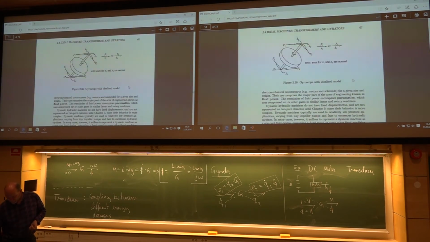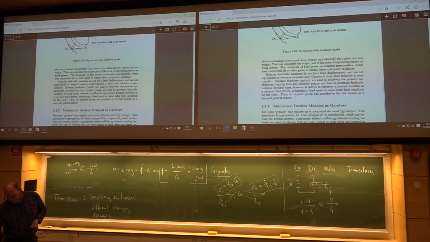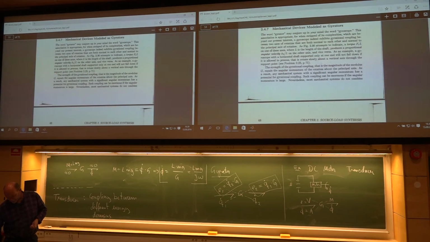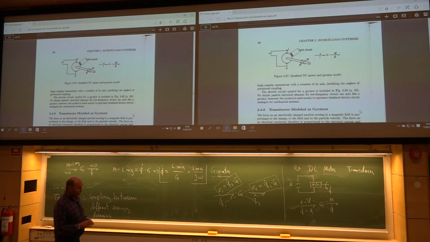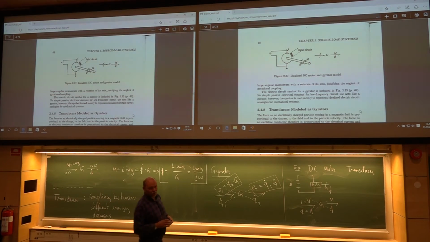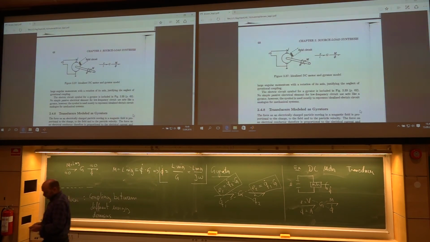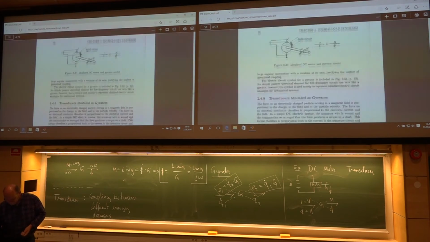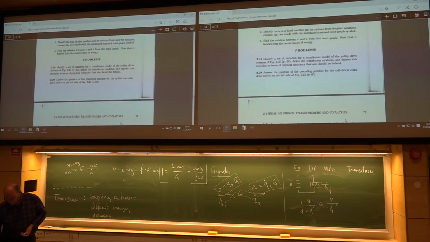Here, spinning gyroscope. Strange examples, but mechanical devices as in gyrators. So the only example that I have that's actually important is this direct current motor. So that's really something you should be aware of. Okay.